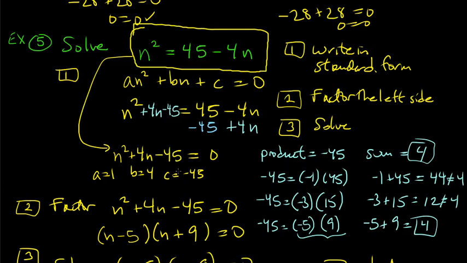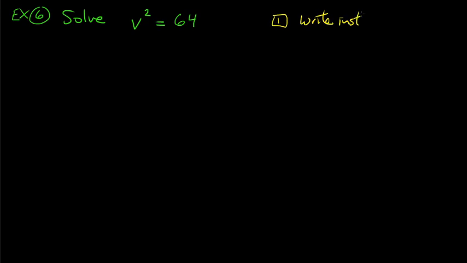All right, let's do another. Okay, here's another one. We want to solve v squared is equal to 64. So let's go through the process. First step is to write it in standard form.